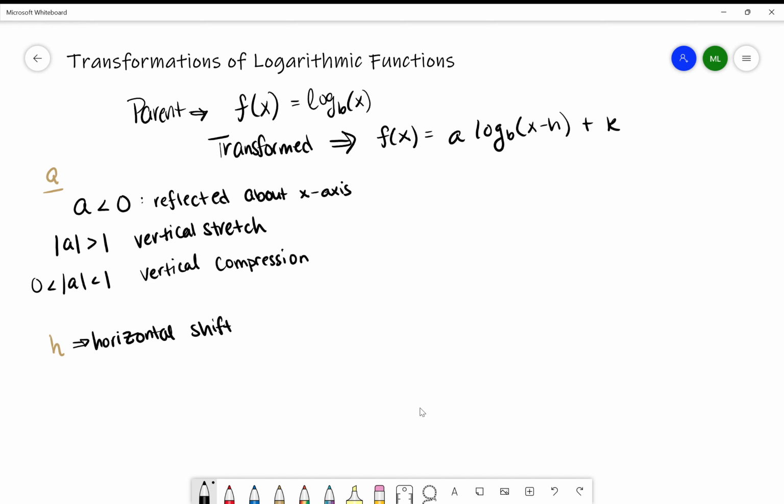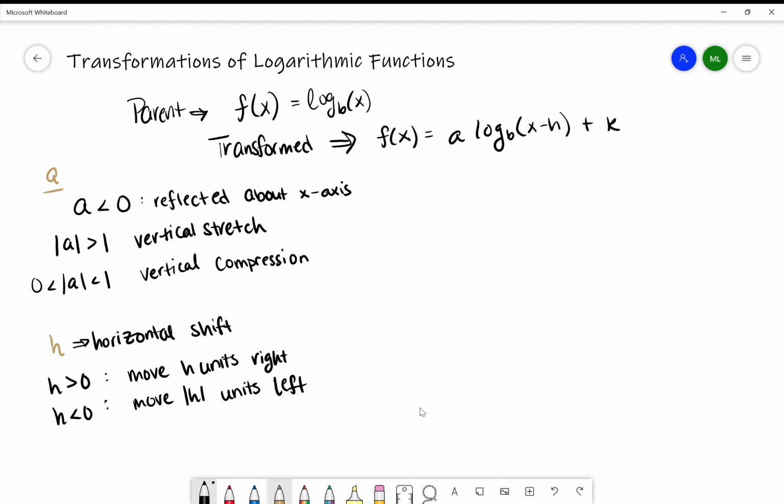If h is a positive number, then you move h units right. If h is a negative number, then you would take the absolute value of that and move the absolute value of h units to the left.